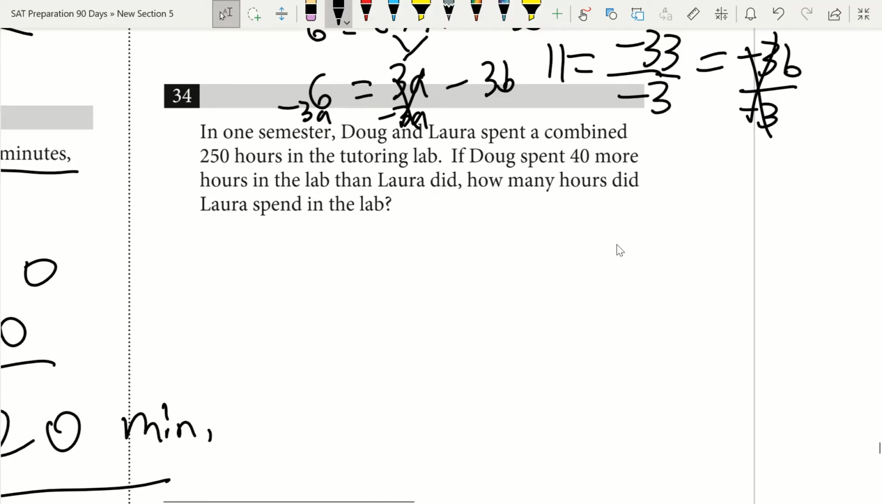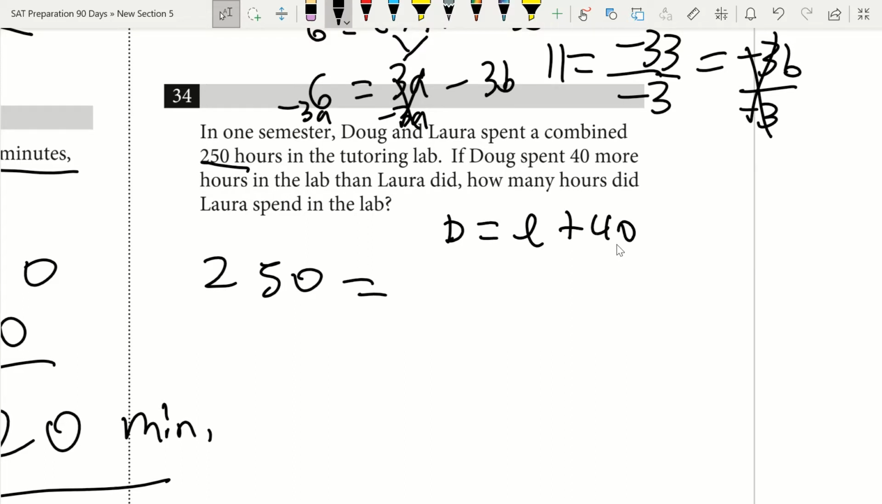34. In one semester, Doug and Laura spent a combined 250 hours in the tutoring lab. If Doug spent 40 more hours than did Laura in the lab, so Doug spent 40 more than Laura, how many hours did Laura spend in the lab? Well, we know that Laura plus Doug is going to equal that 250, right? Because they spent a total combined 250 hours in the lab. But we have to solve for Laura, so we're going to plug in L plus 40 for D, because we only need to solve for Laura. We don't have to solve for Doug.